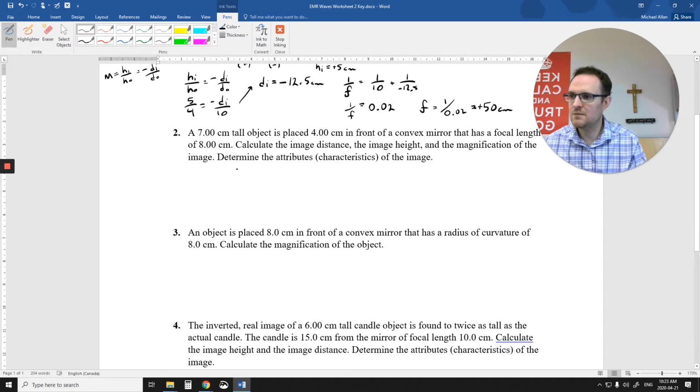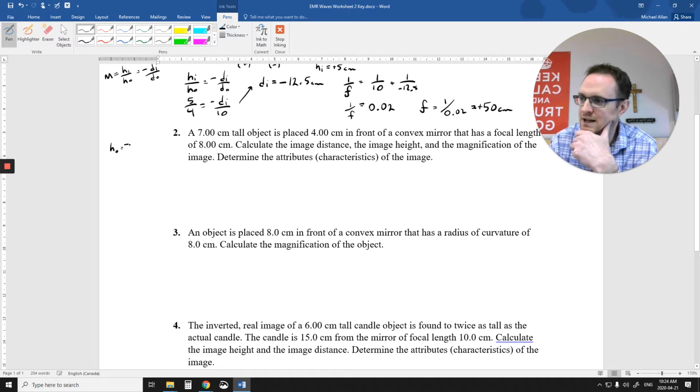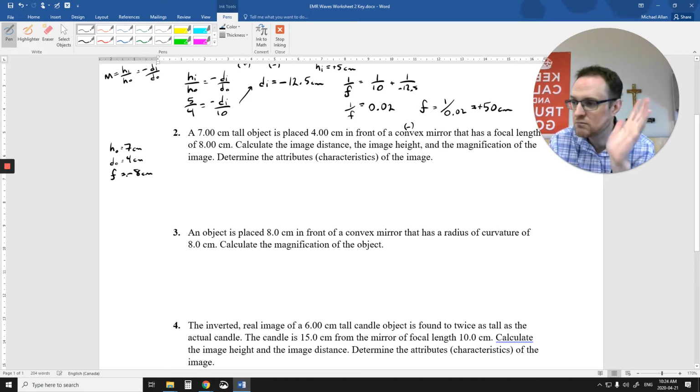Here we have an object that's 7 centimeters tall. I'm just going to put some of this information on the side here that we're going to use. It's placed 4 centimeters in front of a convex mirror, so do is 4 centimeters. It has a focal length of 8 centimeters. So that means we know it's negative 8 centimeters because it's a convex mirror. Calculate the image distance, the height, the magnification, and any other characteristics.